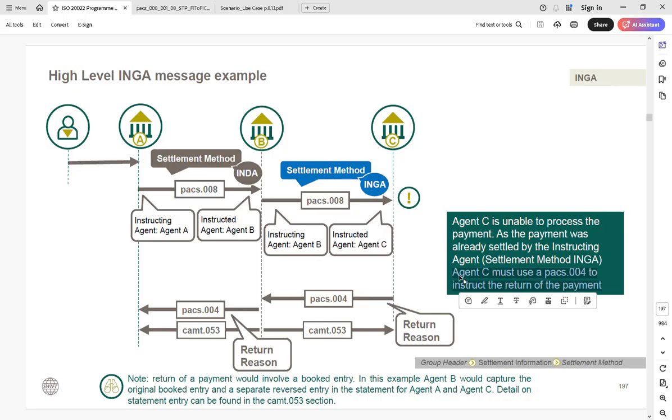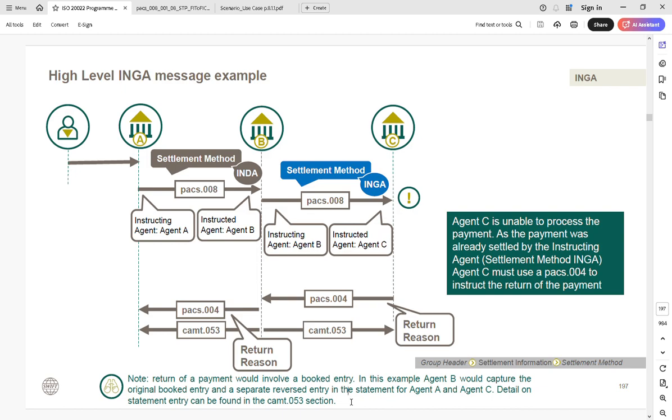And that message we are going to see. I think there are 6 or 7 messages. We are going to learn the PACS004 message as well at that time. Give me a second. The return of the payment would involve a book entry. In this example, agent B would capture the original book entry and a separate reverse entry with the settlement agent with detail on the entry. Okay. So it just mentions that CAMT53 maintains all your book entries throughout the daily entry here. Okay. So this is your example of instructing agent and instructed agent here.